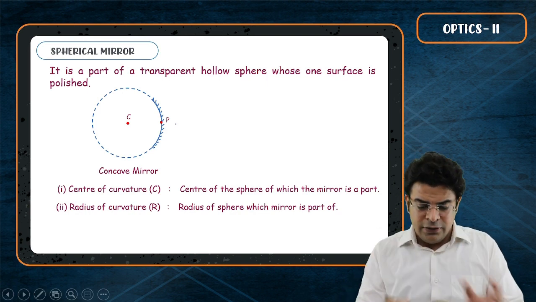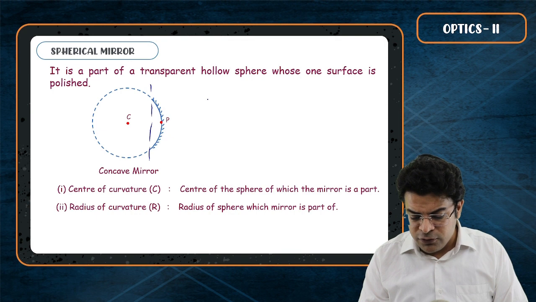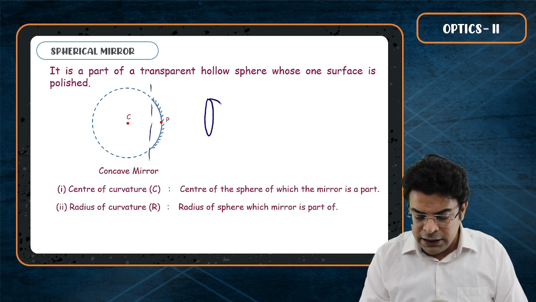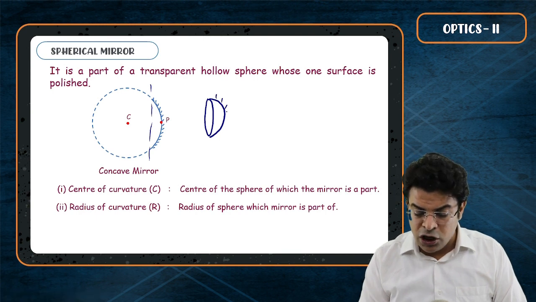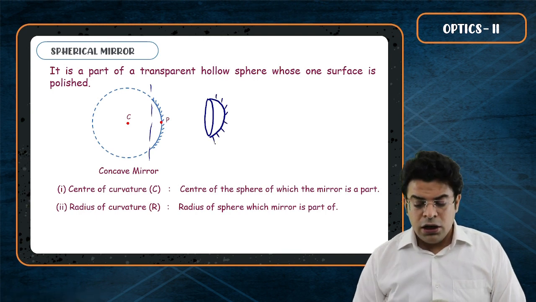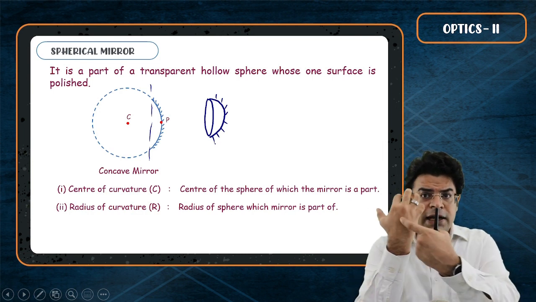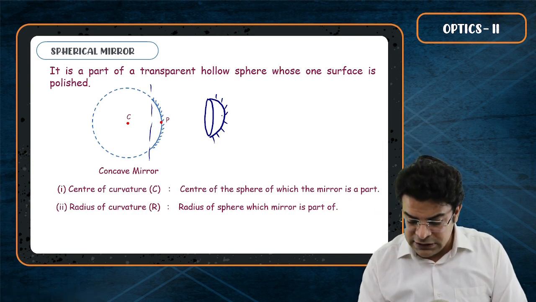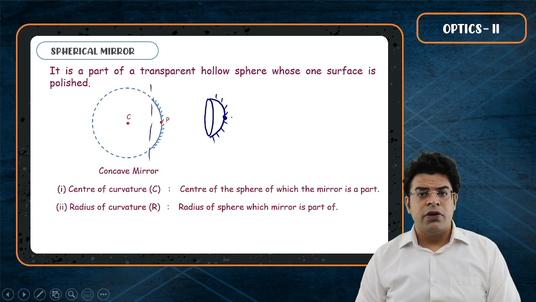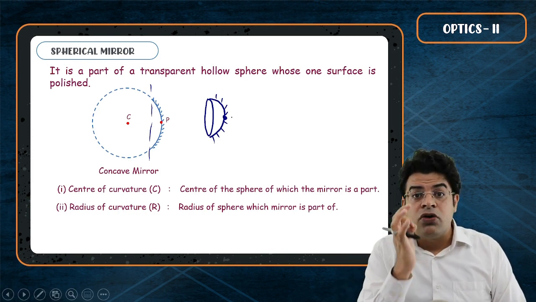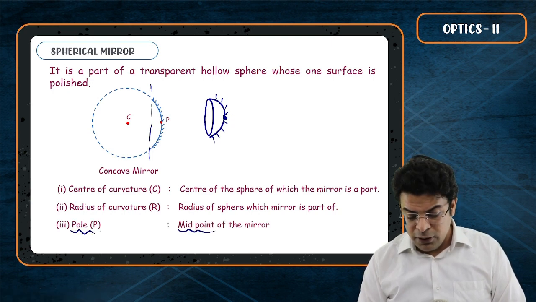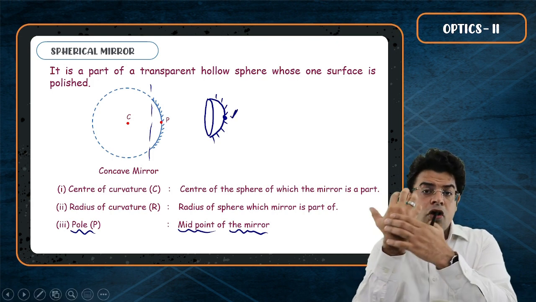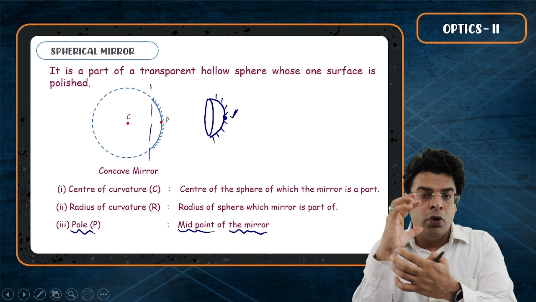So think in 3D. Once you have cut out a part, the type of surface you get is something like this contact lens. And to get the concave mirror, you have polished out the outer surface. Now think 3D. The center of this reflecting surface on the curved surface is called the pole. So what is pole? You say that the pole is the midpoint of the mirror or the center of the reflecting surface on the curved surface is called the pole.